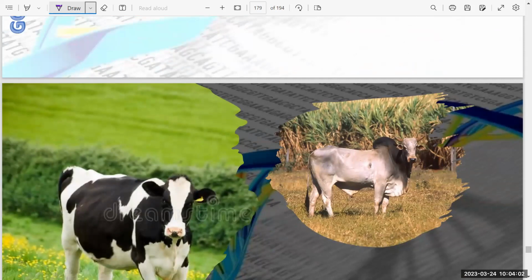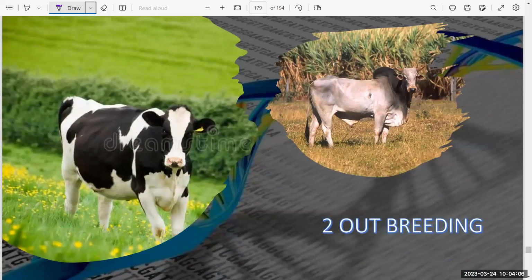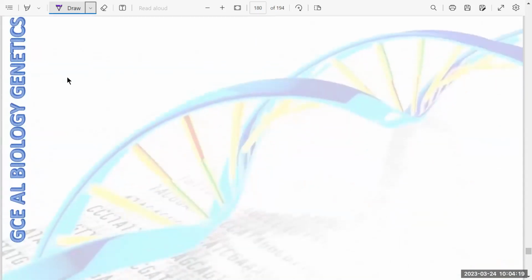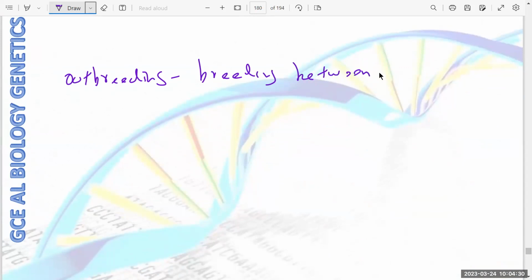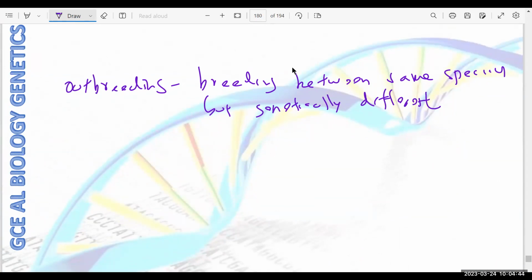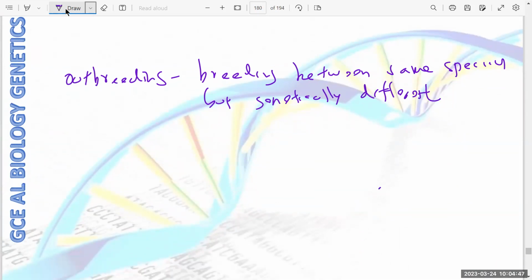Now the next one is outbreeding. Inbreeding, second one is outbreeding. Now what is outbreeding? Outbreeding is breeding between same species but genetically different. Breeding between same species like before, but the important thing is genetically not the same, genetically different.